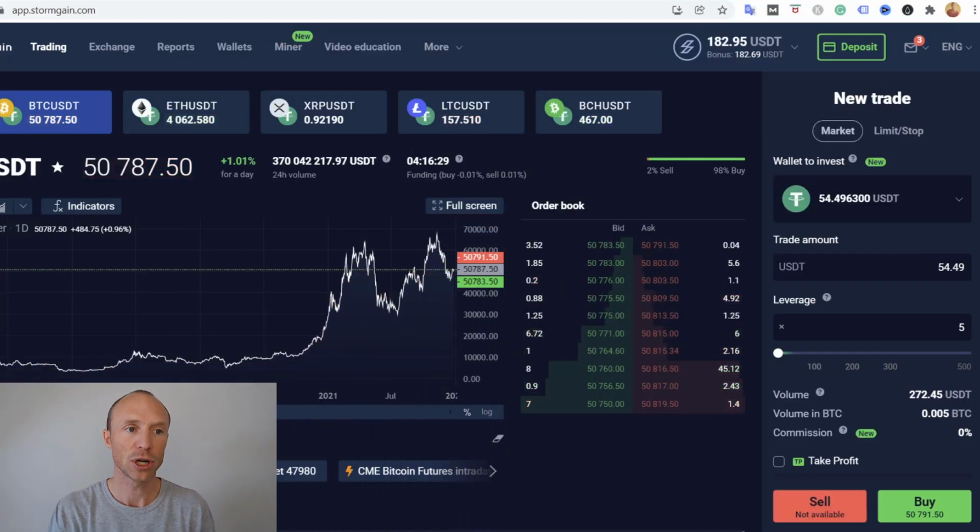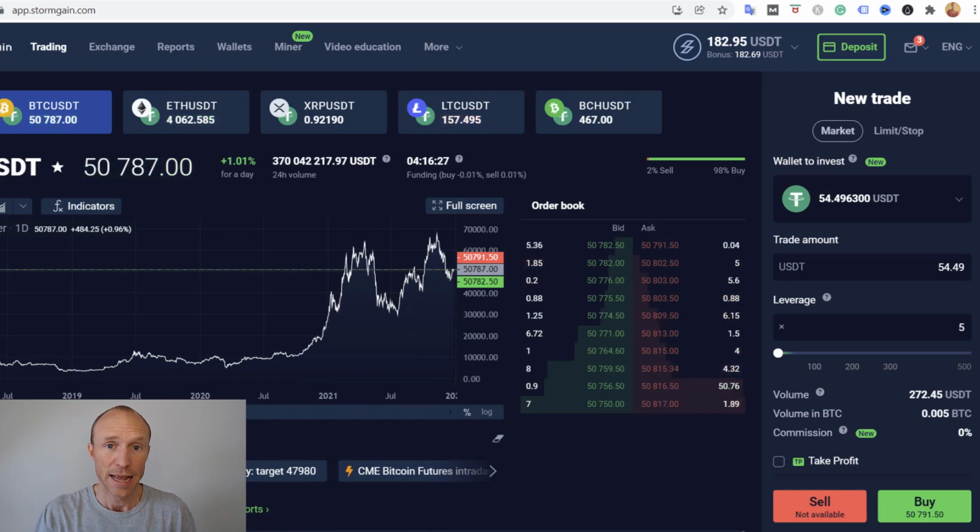So I have now logged into my Stormgain account and I will just go over step by step overall what you need to look for, because it can be a bit confusing when you start at first. But you just go to the trading section and this is where you can see the different trading pairs. So for example, BTC, USDT, Bitcoin and USDT, which is a stable coin. So this is what you can start. You can choose over here what you have in your wallet, and then you can choose how much you want to trade, and this leverage.